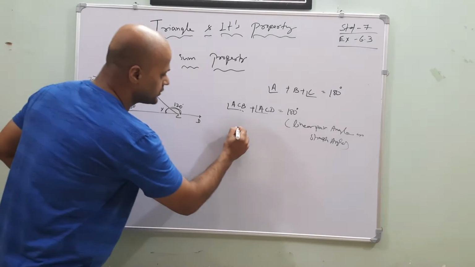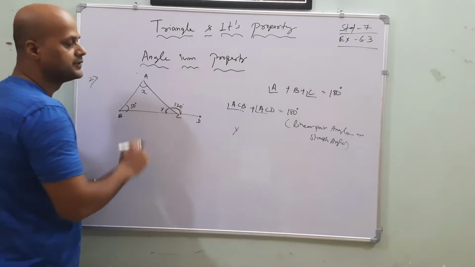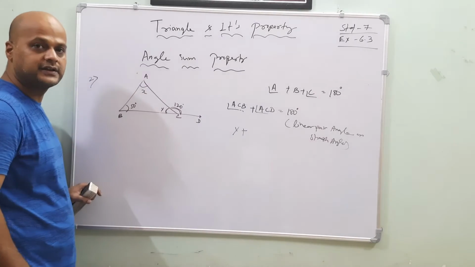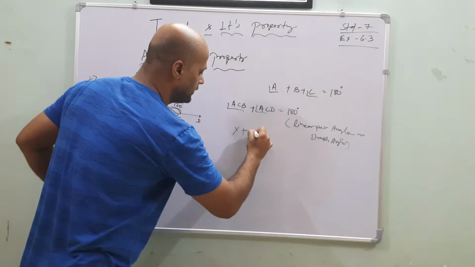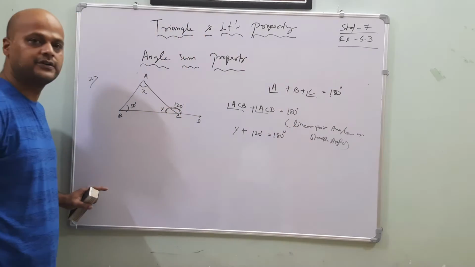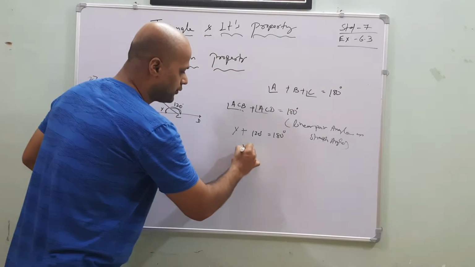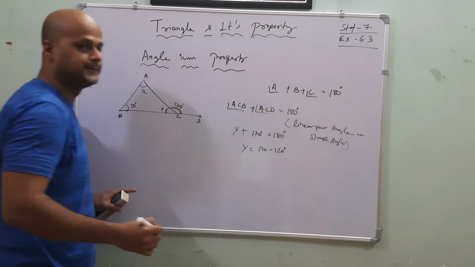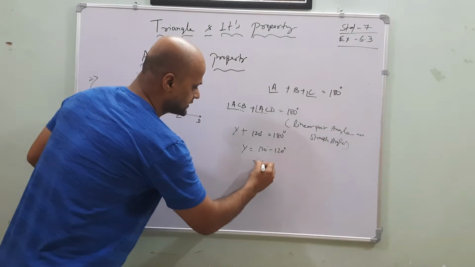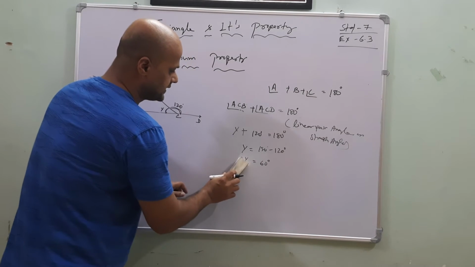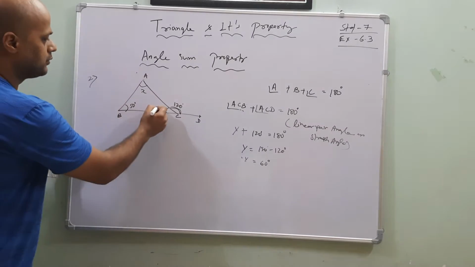Now angle ACB is not given, so write it Y, plus the value of C given here, 120 degree, is equal to 180 degree. Now find the value of Y by transferring 120 to the opposite side. So 60 degree. Angle Y is how much? It is 60 degree.